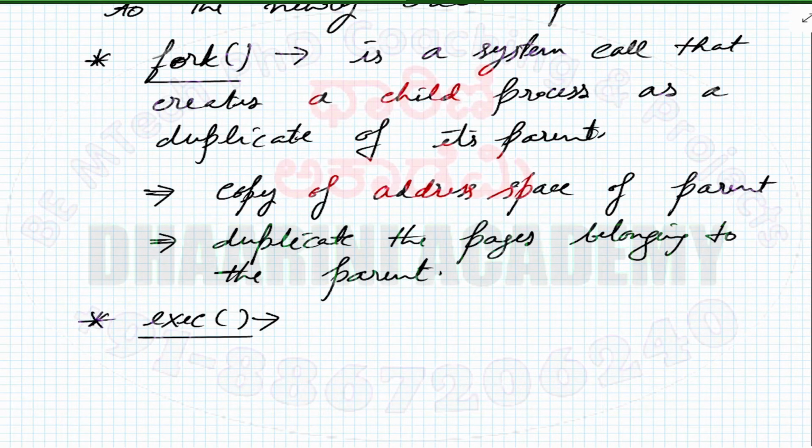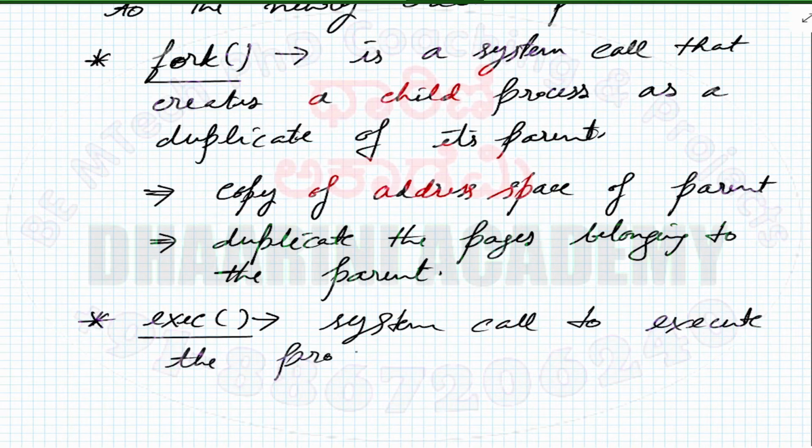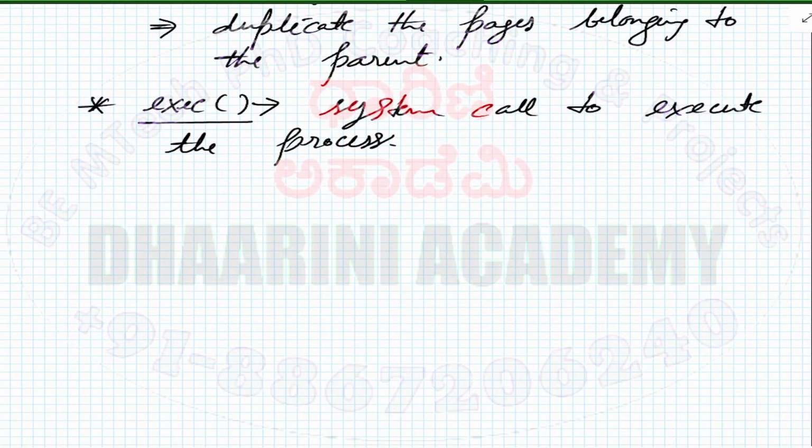In this case, you see that we are trying to execute the child processes immediately after the creation of the process. So this is a system call, execute. Any process which has to be executed, you need to call a system call by the name exec. When you call this, it means it will execute the particular function.